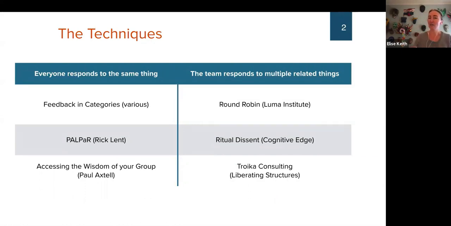And then there are times where you want everybody to have an idea and you want to get feedback on multiple versions of the same idea all at once. Those techniques are round robin, this is a Luma version, a little different from what you may have used before, ritual dissent, and troika. Troika is a liberating structure, and we'll actually practice using that one. So with that, let's walk through the first couple real quick. I'm just going to explain them, and we'll talk about them, and then we'll practice the troika.